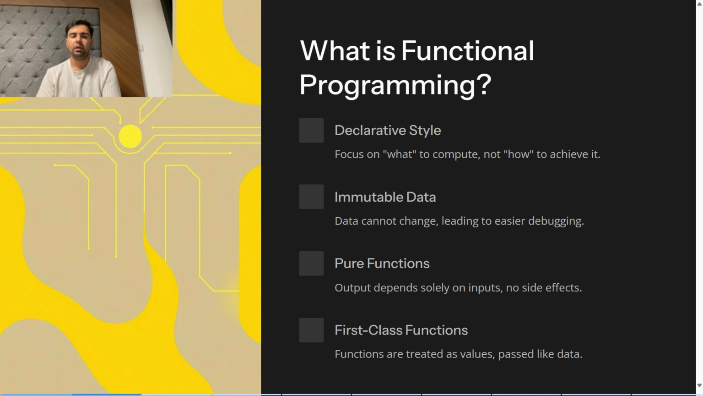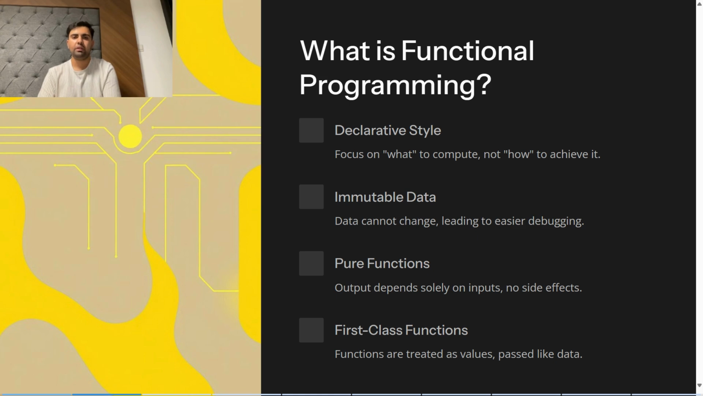So in the next slide, we will have a brief explanation about what functional programming is and what its key concepts are. So we have the declarative style, focus on what to compute, not how to achieve it or how to do it. Then we have immutable data, which is data that cannot be changed, leading to easier debugging or preventing any bug or problem from happening. Then we have pure functions. Output depends on the input.